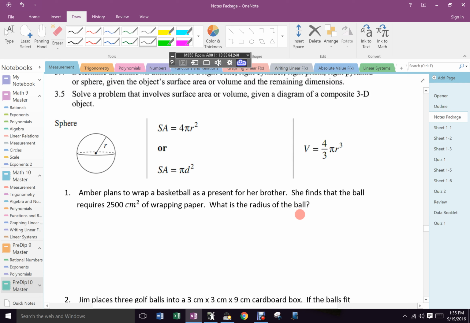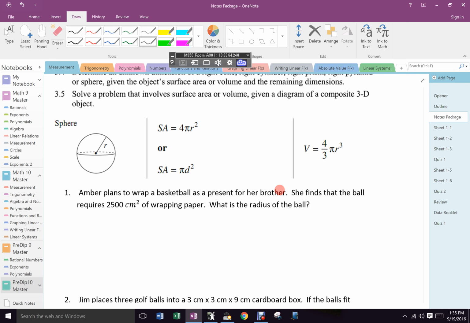So, first thing we're going to talk about is this question. Amber's going to wrap a basketball as a present for her brother. Well, first of all, Amber's a doofus because she would put the basketball in a box and wrap the box, right? Someone hands you a basketball wrapped up like a basketball, it's a pretty safe bet. What am I getting? Ooh, a ball. Question is, is it surface area or is it volume?